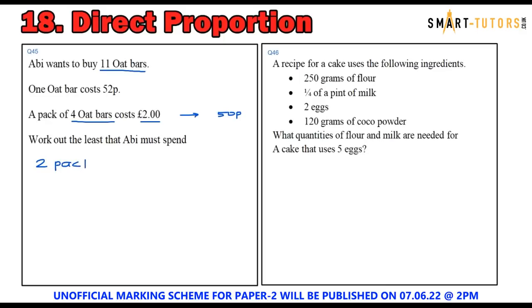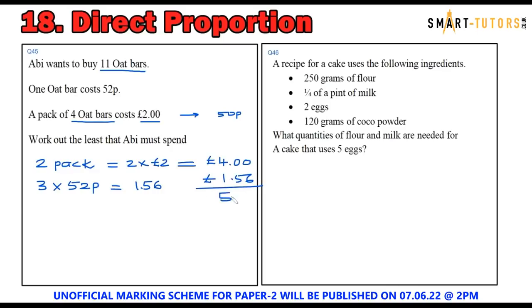So 2 packs is going to be 2 times £2, so that is £4 you already spent. However, you only have 8 oat bars, so 3 oat bars you are going to be buying as singles. Single price is £3. So 3 times 2 is 6. 3 times 5 is 15. £1.56, so you add £1.56 for the total. So £5.56.